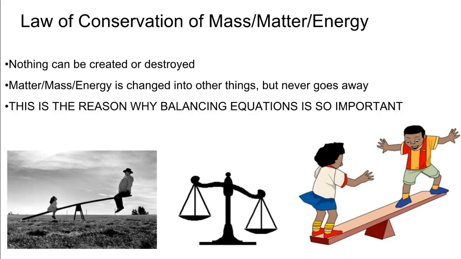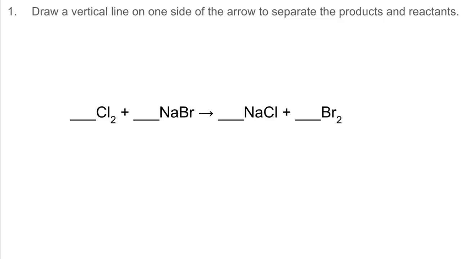Okay, so the whole reason we're even trying to make sure that these equations are balanced is because of the law of conservation of mass, matter, or energy. And what that law says is that nothing can be created or destroyed. The matter or mass or energy is just changed into other things, but it never goes away. You can't just create something or just get rid of it. It's just transferred into different things. So this is the reason why balancing equations is so important.